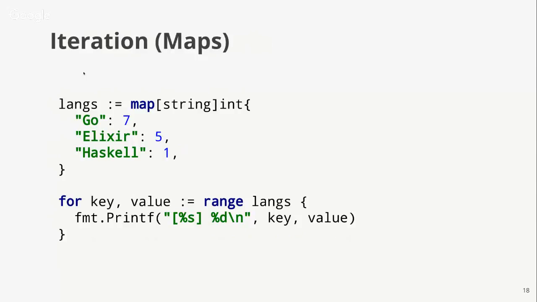Then the same way you can iterate over maps. You can range over a map, and then instead of index and value, you have key and value, exactly the same way.